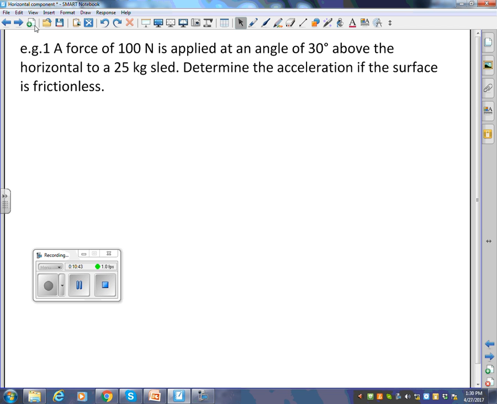I'm going to start you off easy. A force of 100 newtons is applied at an angle of 30 degrees above the horizontal to a 25 kilogram sled. Determine the acceleration if the surface is frictionless. Let's start by drawing a free body diagram.